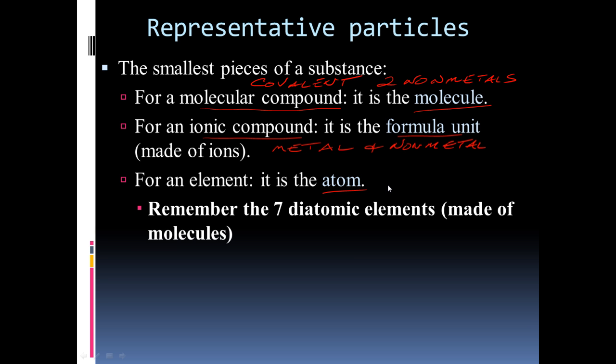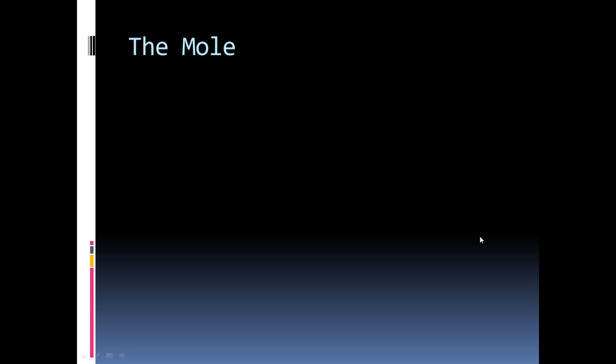Now, I keep bringing it up. We want to make sure we remember the 7 diatomic molecules: hydrogen, nitrogen, oxygen, fluorine, chlorine, bromine, and iodine. Remember, they are not diatomic unless you write the 2's after them. You should know by now I mark you wrong if you just write H, N, O, etc.